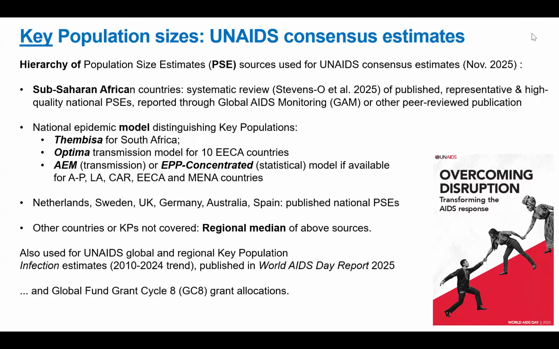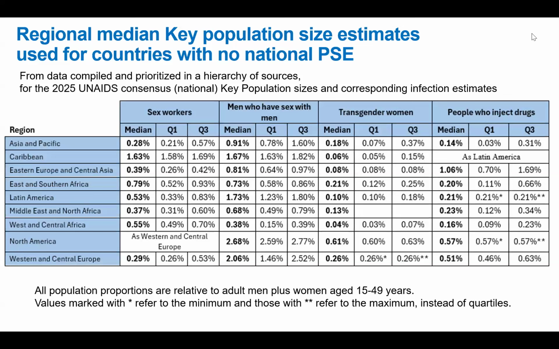And just for background, this does not impact a new tool for your use alongside the estimates this year, but these same population sizes have been used last December in the World AIDS Day report, you see it here, to estimate at global and regional level infections in key populations and how these have moved from 2010 to 2024. So matching national HIV estimates, but then for the key populations. And the same key population sizes and infection estimates are now also being used for the Global Fund Grant Cycle 8 grant allocations. And I'll here show the regional medians.